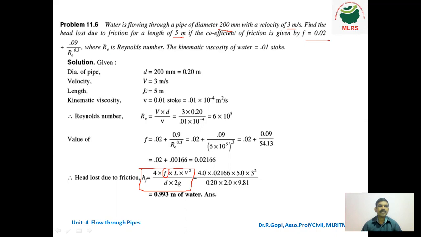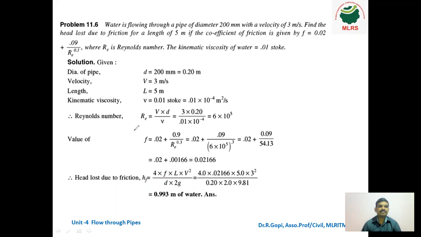Next, velocity V is equal to 3 meter per second, and the length of the pipe L is equal to 5 meter. And kinematic viscosity, they gave 0.01 stoke. You must convert it into meter square per second. For stoke to meter square per second conversion, we need to multiply by 10 power minus 4.